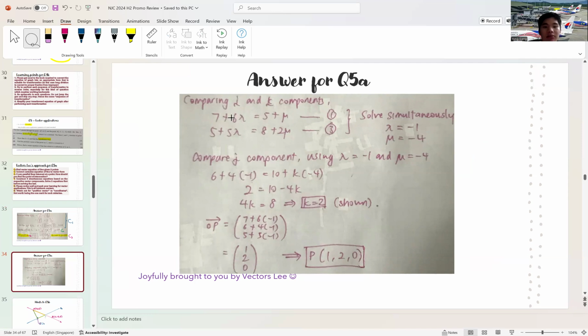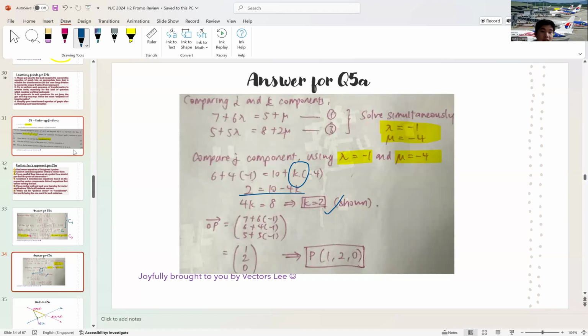So basically what I've written here, comparing I and K components, is because I want to illustrate my workings clearly to the marker. I constructed two simultaneous equations, then I'm going to solve them simultaneously. I don't think I need to explain how to solve simultaneously. So this is what I'm going to get. After I've gotten this, I'm going to substitute these two values into the J components, and then I will only be left with one unknown, which is K. So I construct an equation based on K, and then solve for K. If you have done your calculations correctly, K should equal 2, as what the question requires you to show.